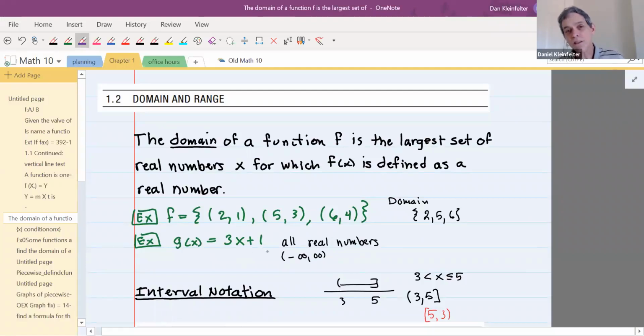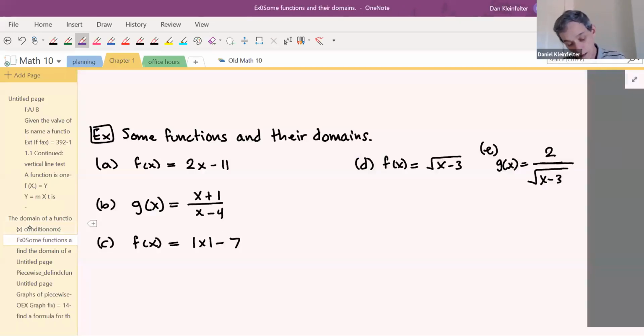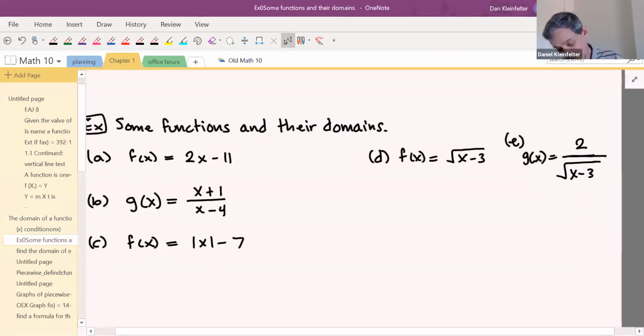If we have a function given by a rule, we have to have a way of knowing what the domain is. The domain is a set of inputs, and the key to it is the definition here. We want the set of all numbers x for which f of x is defined as a real number. So you have to think kind of contrary. What would make it not defined? The kinds of things that might make it not defined would be division by 0 or square roots of negatives, things of that sort. So let's try here.